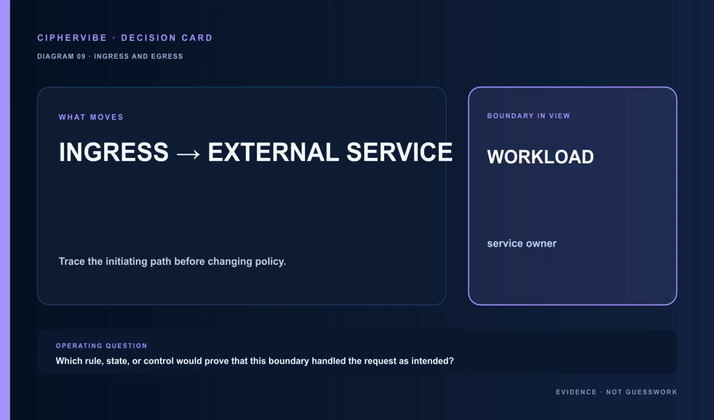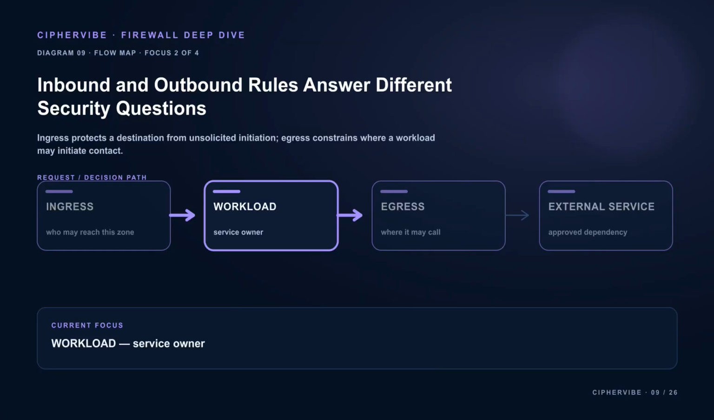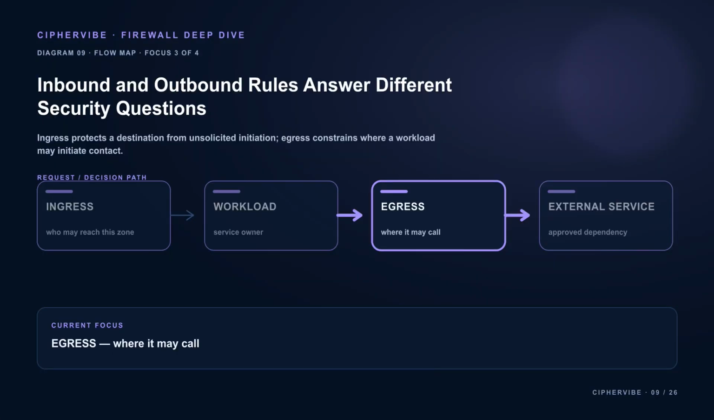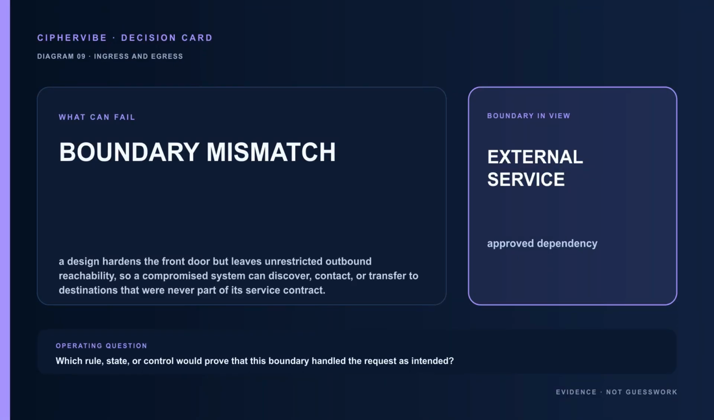Ingress policy asks which sources may initiate a connection toward a resource. Egress policy asks which destinations a resource may initiate contact with. Mature designs need both. A public web endpoint may need a tightly scoped inbound path, but the workload behind it should not automatically be able to reach every destination on the internet or every system on the internal network. Egress controls help contain a compromised workload, reduce accidental data transfer, and make unexpected dependencies visible. They also require care because updates, identity services, telemetry, and business integrations may be legitimate.